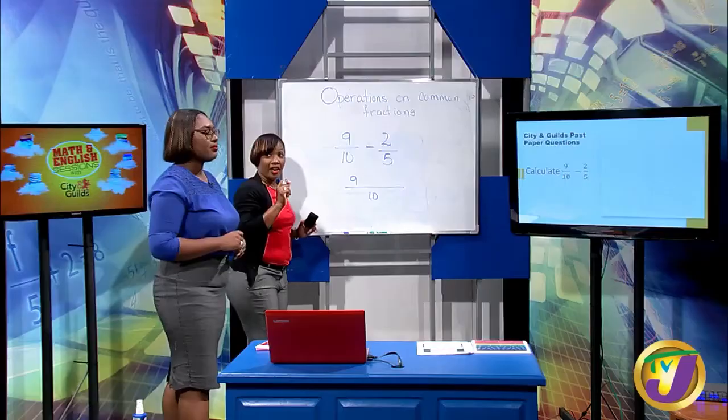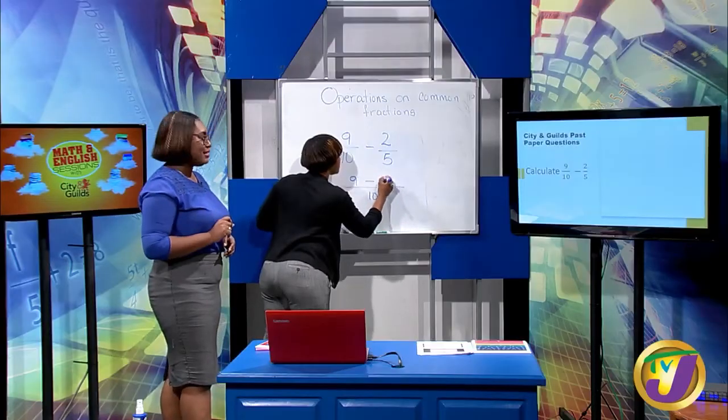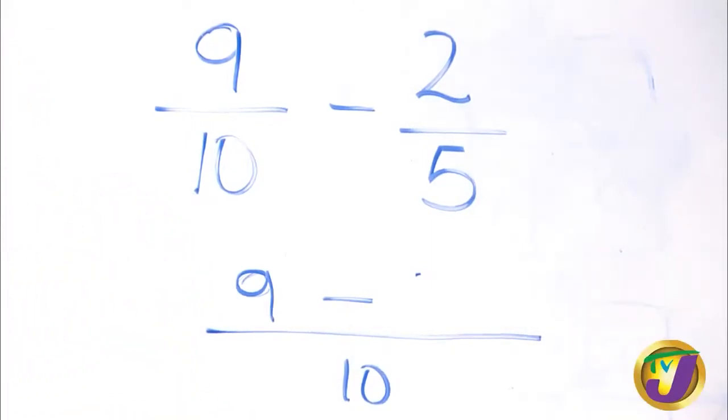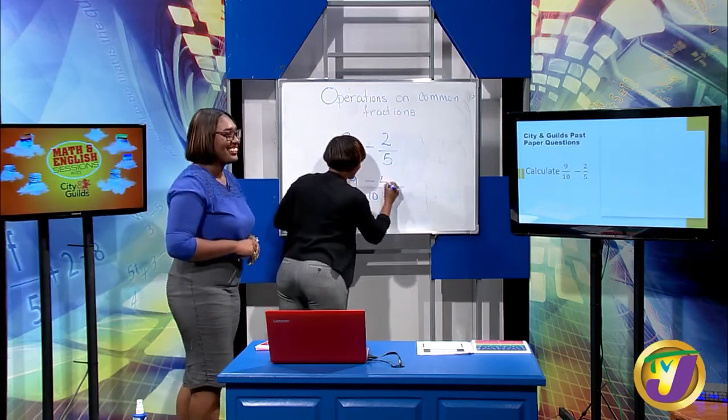And how many fifths do we have? Here we have 2/5. Therefore, 2 times 5 gives us 4/10. 2 times 5? 2 times 5 gives us 4. No, 2 times 5 gives us 10, but 2 times 2 gives us 4.